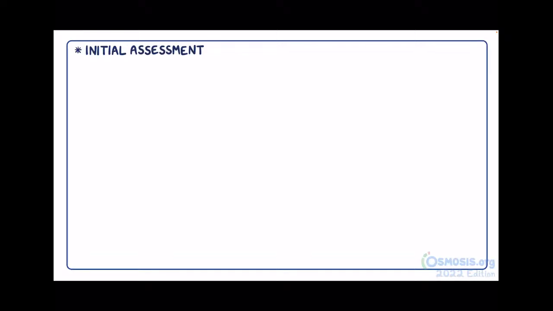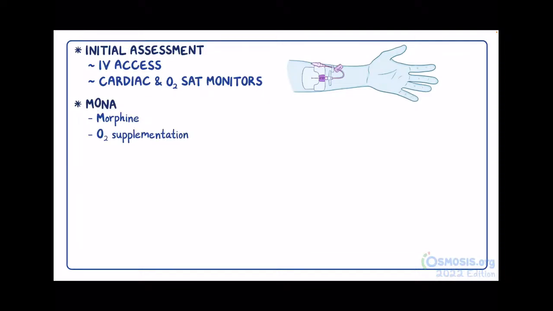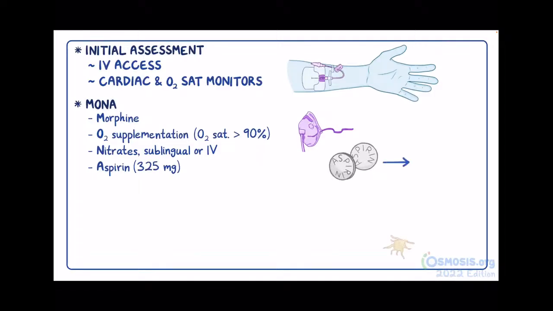While performing the initial assessment, establish IV access and attach cardiac and oxygen saturation monitors. Then, start MONA. M is for morphine, which is administered IV to manage pain. O stands for oxygen supplementation, which might be needed to maintain the patient's O2 saturation above 90%. N is for nitrates, which can be administered sublingually or less commonly IV for vasodilation to improve blood flow to the myocardium. Lastly, A is for high-dose aspirin, which is 325 milligrams, and it's given for its antiplatelet properties to prevent complete thrombosis.